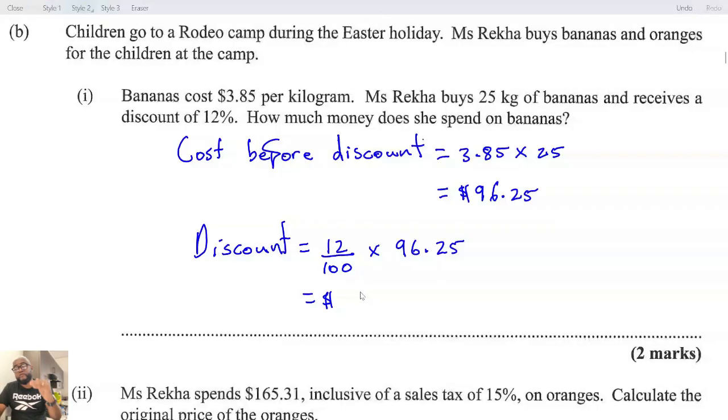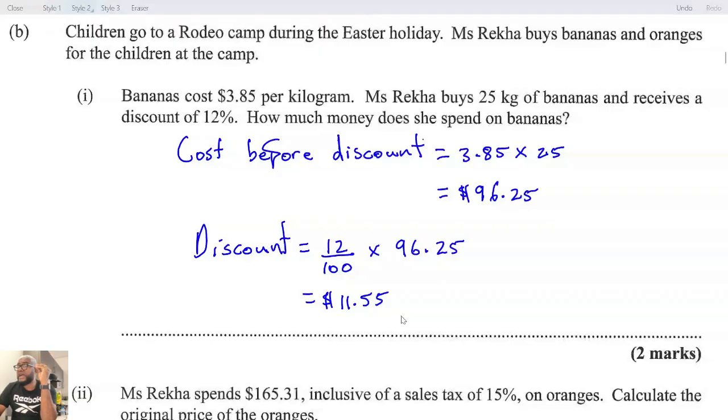12 over 100 multiplied by 96.25. That gives $11.55. Right? Cool? Everybody good there?